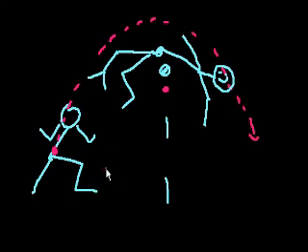Because of that, you can clear a bar without having your center of mass go as high as the bar. And so you need less force to do it. Or another way to say it, with the same force, you could clear a higher bar. Hopefully I didn't confuse you, but that's exactly why these high jumpers arch their back, so that their center of mass is actually below the bar, and they don't have to exert as much force.